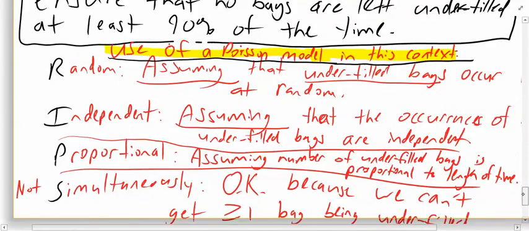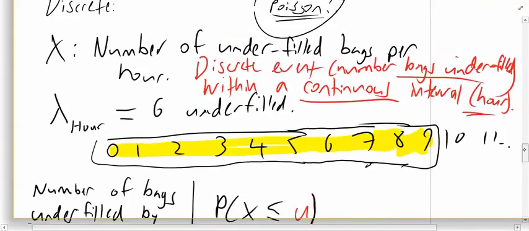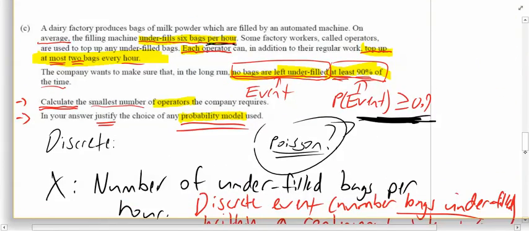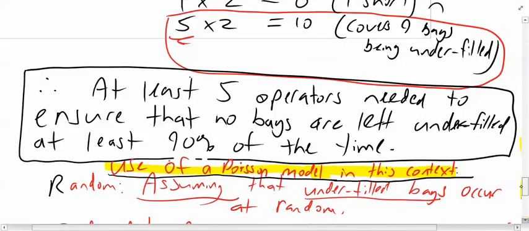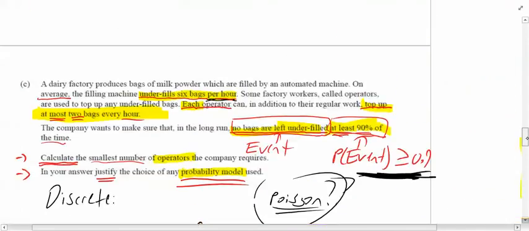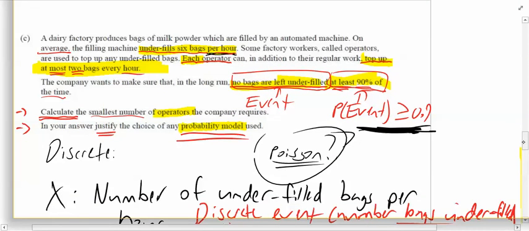Cool. So let's actually look at, firstly we'll just check we've answered the question, and then we'll have a look at the marking schedule to finish off. So we were asked to calculate the smallest number of operators the company requires. Have we done that? Yeah, we need at least 5. So we've done that. And then second, have we justified our choice of probability model?